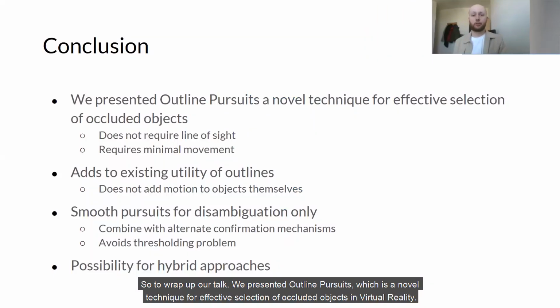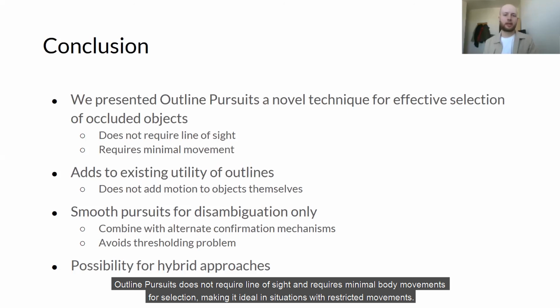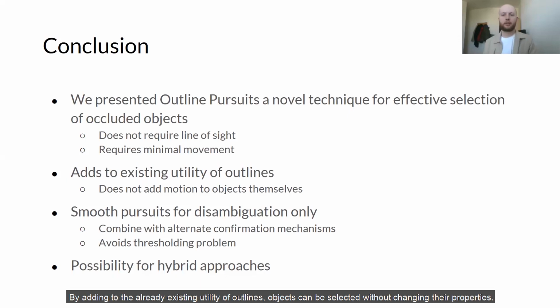So to wrap up our talk, we presented outline pursuits, which is a novel technique for effective selection of occluded objects in virtual reality. Outline pursuits does not require line of sight and requires minimal body movements for selection, making it ideal in situations with restricted movements. By adding to the already existing utility of outlines, objects can be selected without changing their properties.